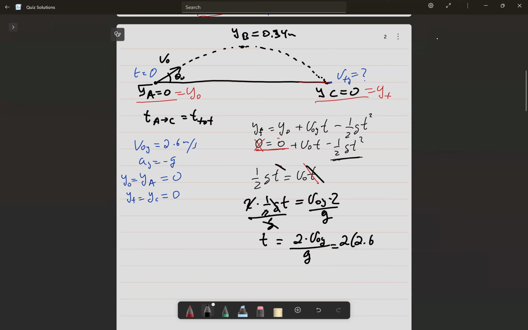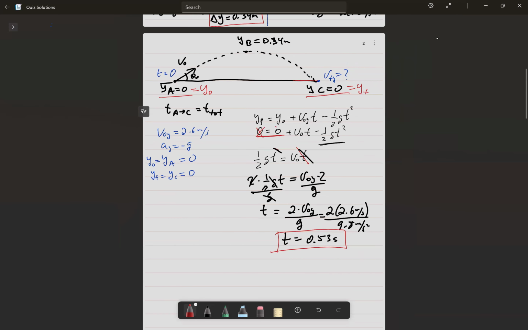So 2 times 2.6 meters per second divided by 9.8 meters per second squared. So I can then calculate the time. The total time here will be 0.53 seconds. There you go. So this will be one of the ways we can solve this problem.